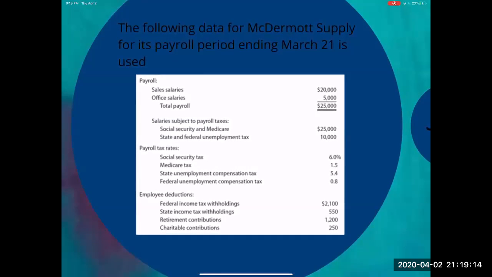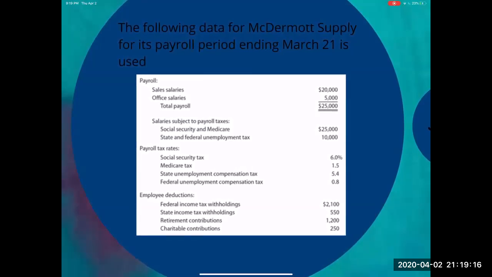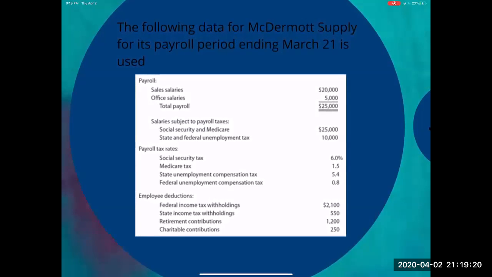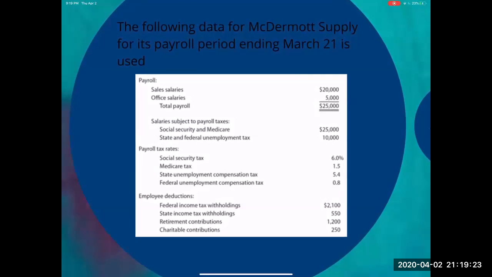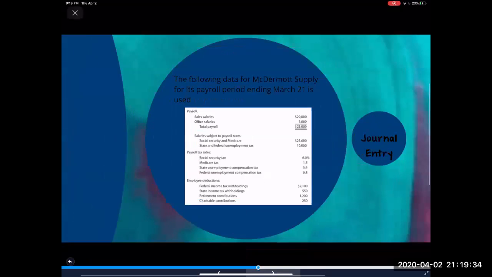And then in this next section, they're giving us the payroll tax rates, and next we have the employee deductions. Under the employee deductions, some of these are voluntary, such as retirement contributions and charitable contributions. And some of these are involuntary, meaning they don't have a choice, right? We all have to pay federal income tax and state income tax, okay? Now we're going to look at it from the perspective of the corporation, of how they are recording these taxes on the books, okay?